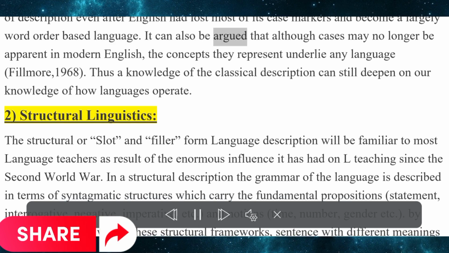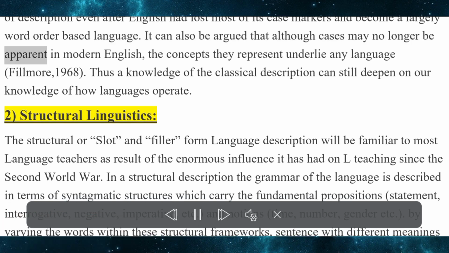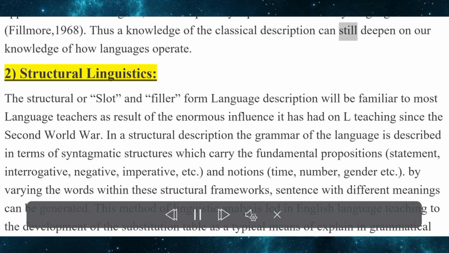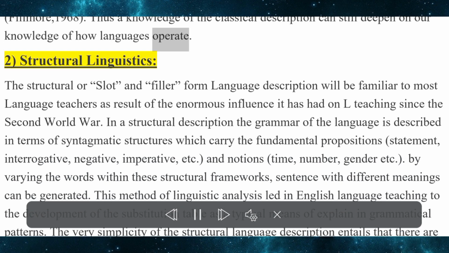It can also be argued that although cases may no longer be apparent in modern English, the concepts they represent underlie any language (Fillmore, 1968). Thus a knowledge of the classical description can still deepen our knowledge of how languages operate.